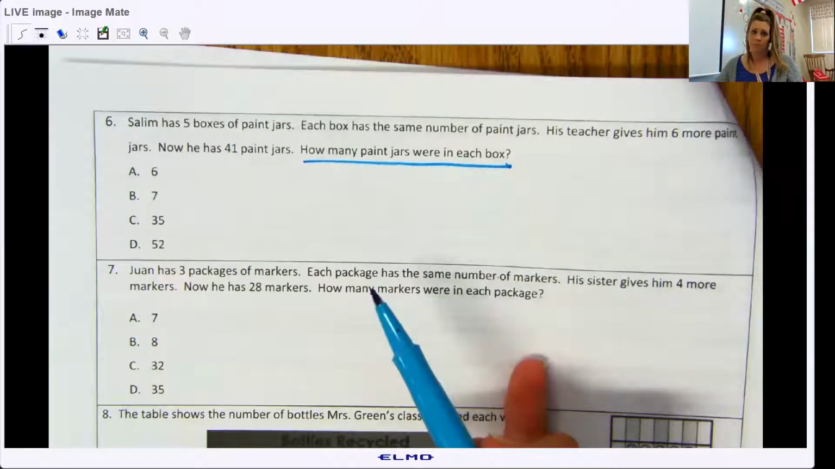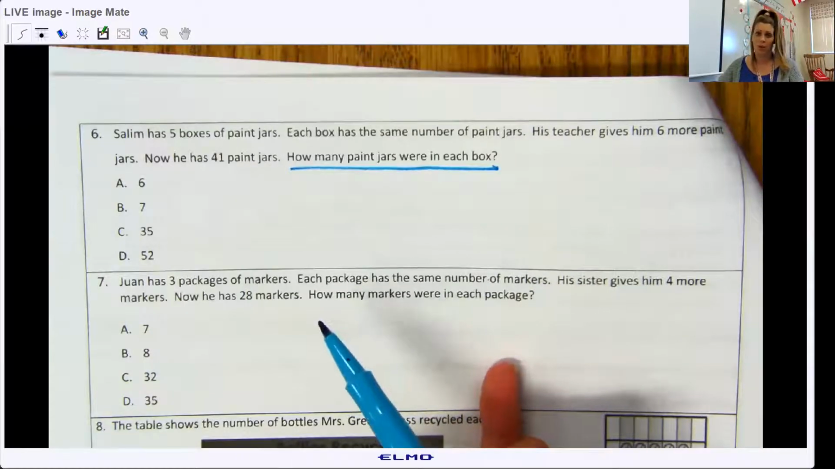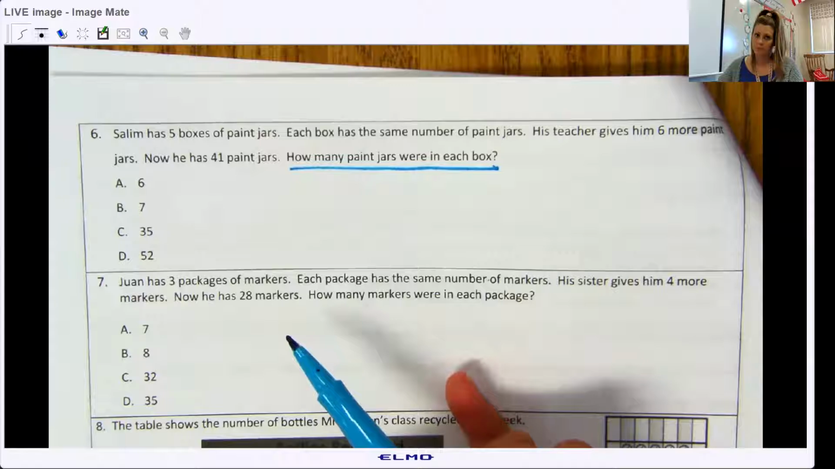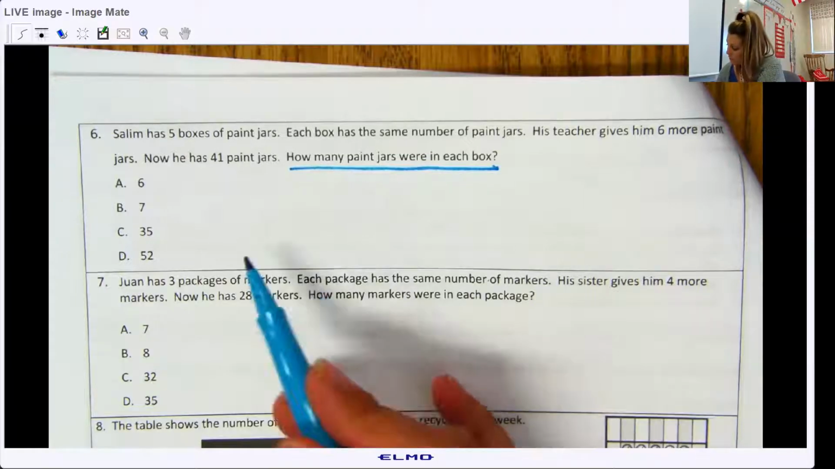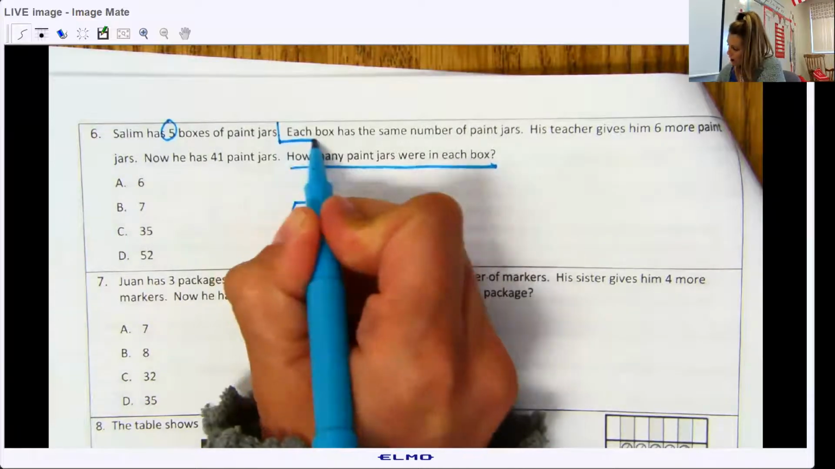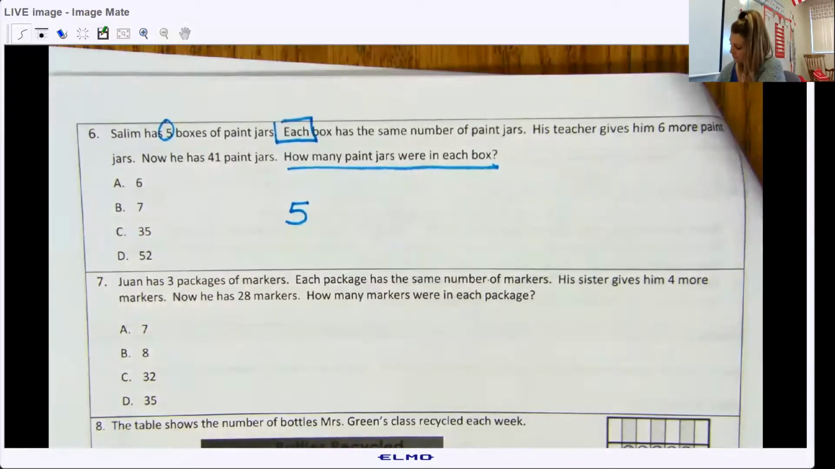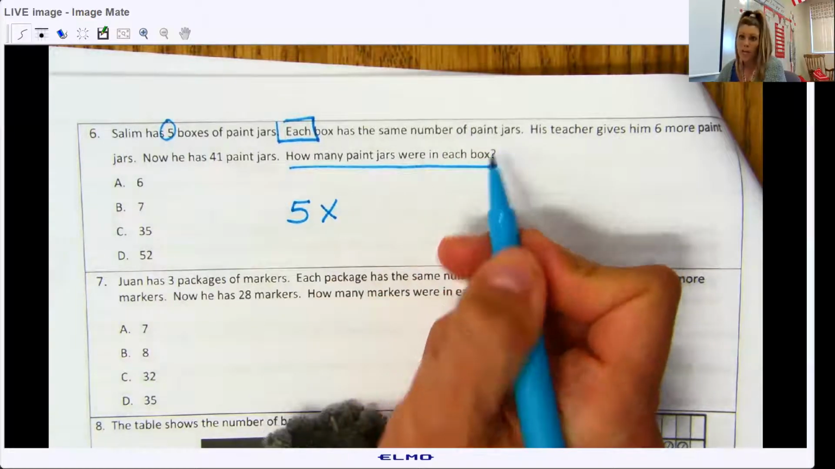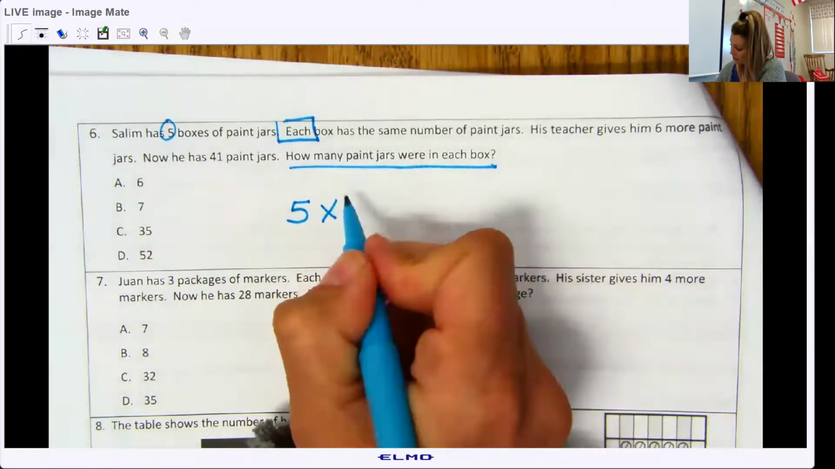Okay. Go ahead and take a minute and solve that. All right. Think about this. Was this a 1 step or a 2 step? All right, well, let's see. Salem has 5 boxes of paint jars. Each box, what does that mean? Multiply, has the same number of paint jars. We don't know how many, right?